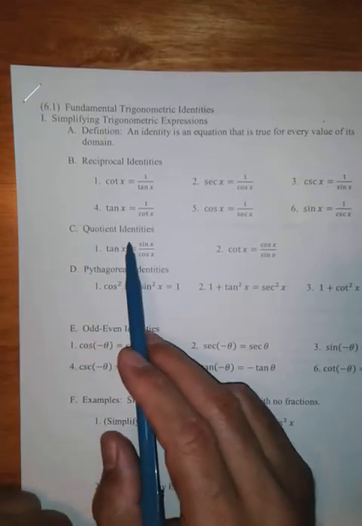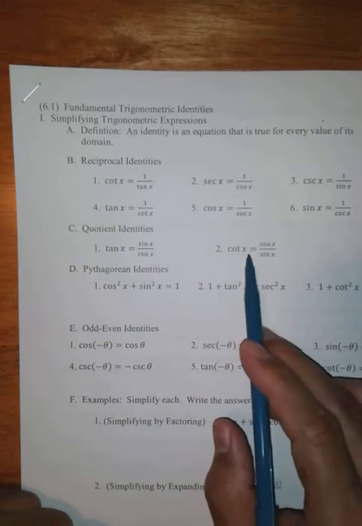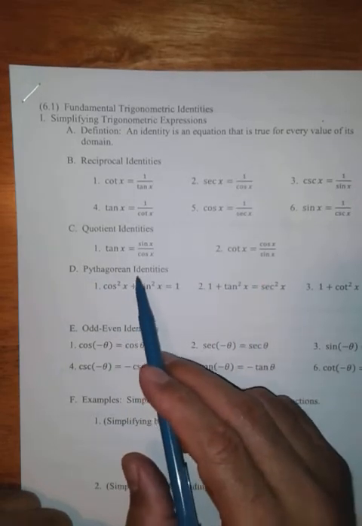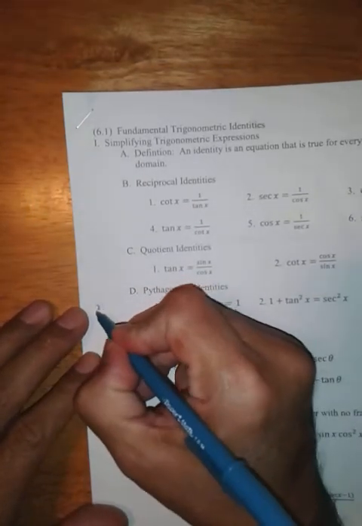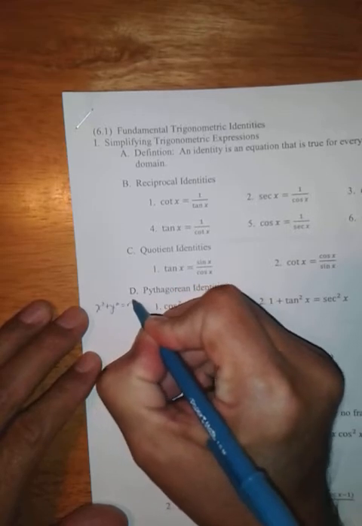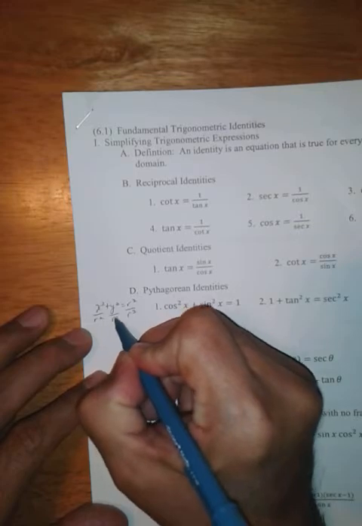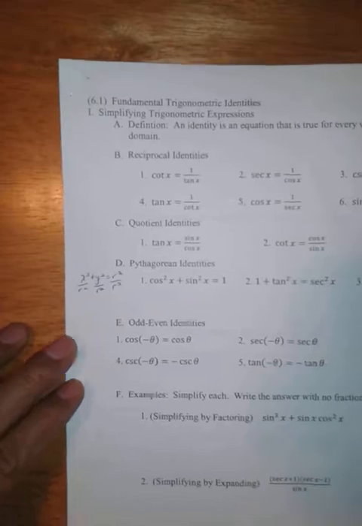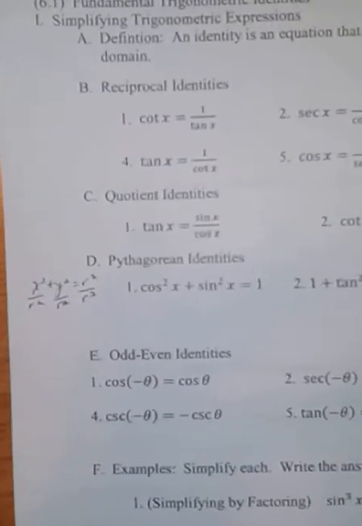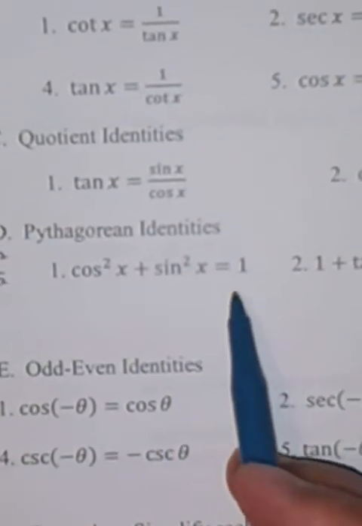The letter C, the quotient identities, which say tangent x is sine x over cosine x, or cotangent x equals cosine over sine. And then the Pythagorean identities, which originate with x squared plus y squared equals r squared. And then if we divide through by r squared, notice we get cosine squared plus sine squared equals 1. Let me zoom in here so we can see if we're having to write anything. So cosine squared x plus sine squared x equals 1.